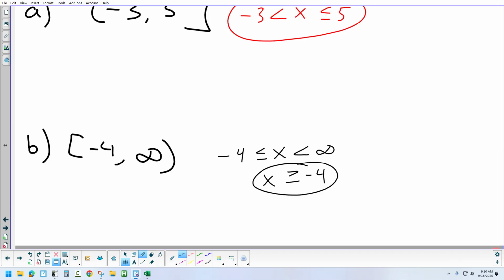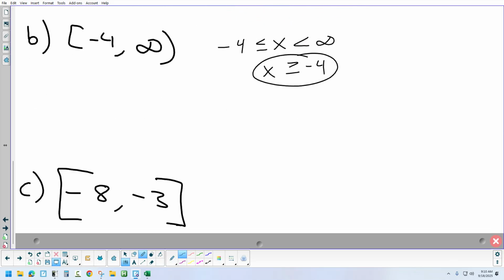Let's try this one. What kind of interval is this one? Again, just describing it with some vocabulary. Yeah. Closed bounded interval. It's a closed bounded interval. Yep. It's closed because it's got the bracket on each end. It's bounded because you have numbers, no infinities.